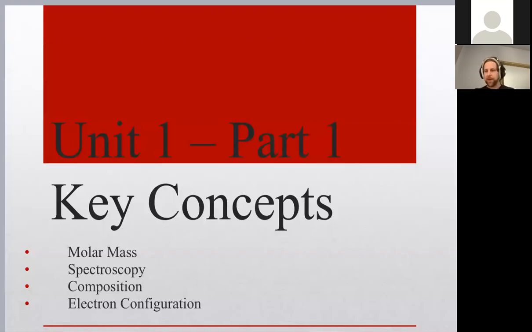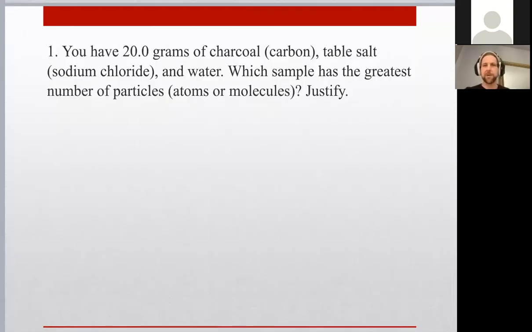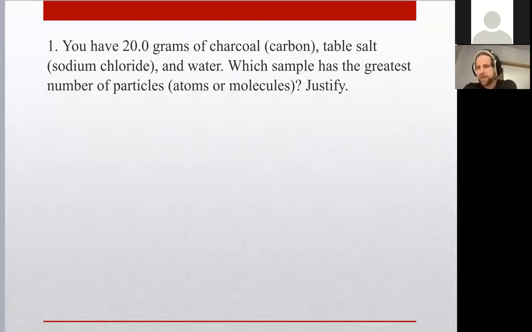Let's go ahead and jump into what we're doing today. I have a series of questions that we're going to go over for Unit 1, Part 1. Unit 1 focuses on atomic theory and the periodic table, and that includes moles and molar mass and electron configuration and things like that. As I go through here, I'll be dictating and putting some responses up here. A full typed out response will be provided online through Google Classroom afterwards. So here we go.